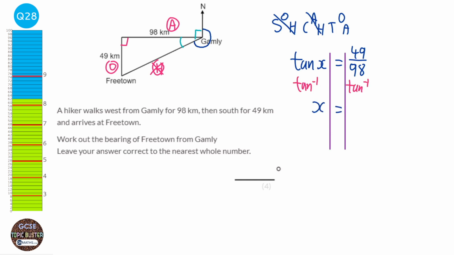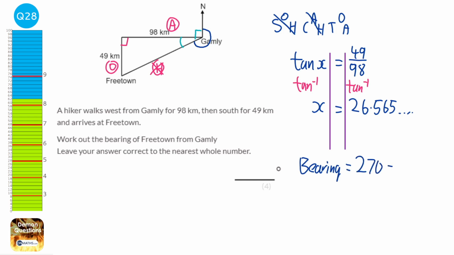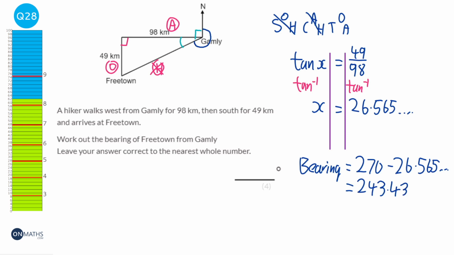So we get x equals, and we do inverse tan, which is 26.565... Okay, so we know that the whole of the way around up until this point is 270 because we've got this 90 degree left. So what I'm going to do now is work out the bearing. So bearing, we're just going to do 270 take away the 26.565..., and that gives us 243.434... It says it wants it to the nearest whole number, so that's going to be 243.